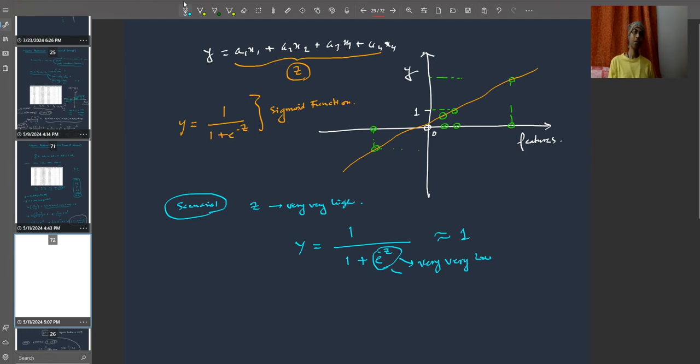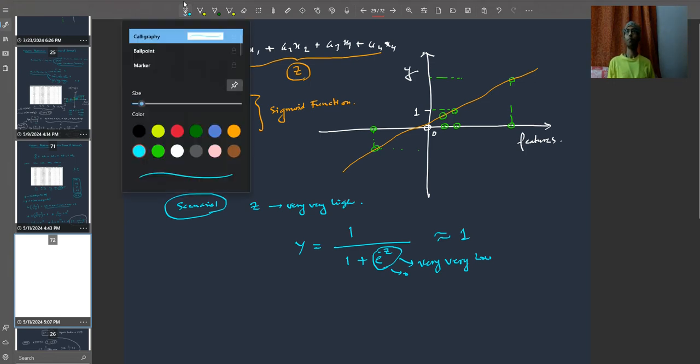Because you can say this number is almost 0, right? So therefore 1 by 1 is very close to 1. Therefore y remains within 1, but it never touches exactly 1. It becomes very low, so therefore it comes close to 1 but never reaches 1. Let's take another scenario, scenario 2.